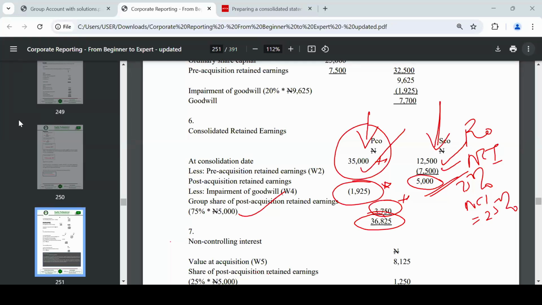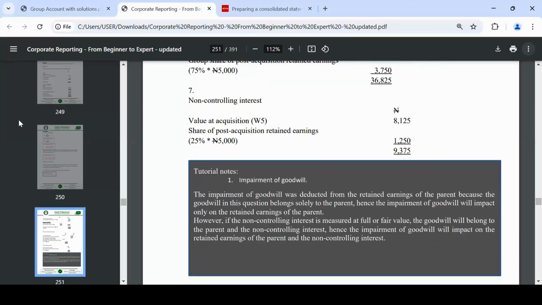But don't forget that we said for NCI, you calculate NCI, their value at acquisition, and then you add any share of post-acquisition retained earnings. Now, if there are any adjustments that affect NCI, you're also going to make those deductions or additions here. Okay? In this case, no other adjustment other than the share of post-acquisition retained earnings.